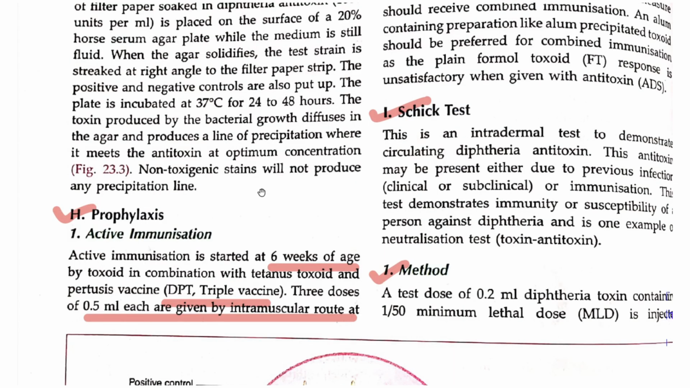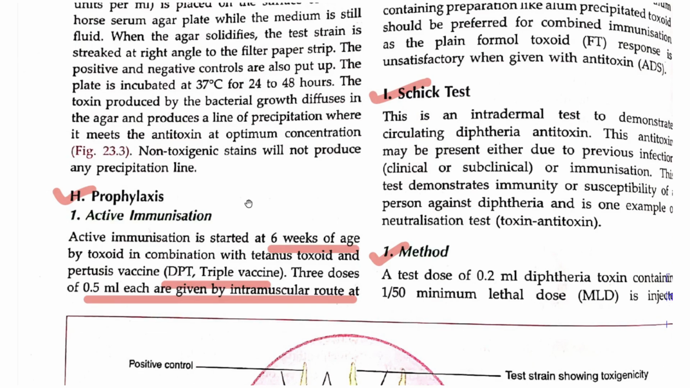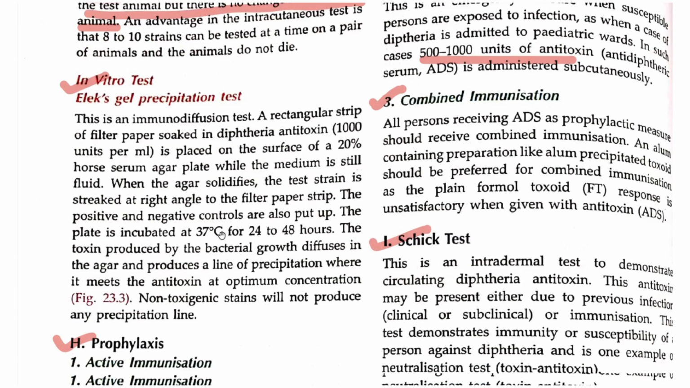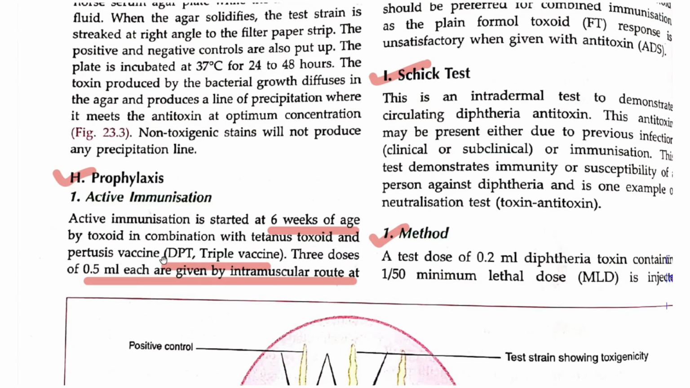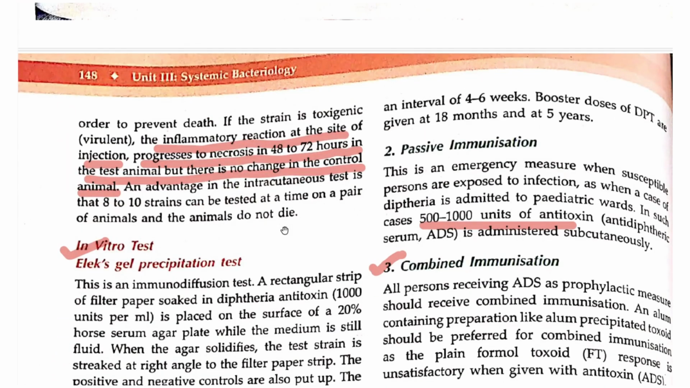The next is the prophylaxis. The prophylaxis consists of active immunization. The active immunization is started at 6 weeks of age by a toxoid in combination with the tetanus toxoid and pertussis vaccine, that is DPT, which is called a triple vaccine. 3 doses of 0.5 ml each are given by intramuscular route at an interval of 4 to 6 weeks, and then a booster dose is given.